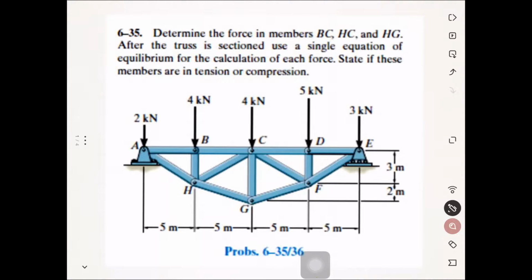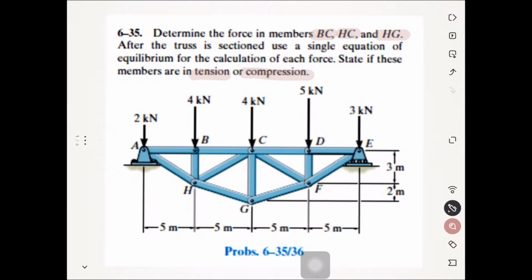Let's take a look at the question given below. For question 635 for tutorial 4, the question is, determine the force in members BC, HC, and HG. After the truss is sectioned, use a single equation of equilibrium for the calculation of each force. State if these members are in tension or compression.